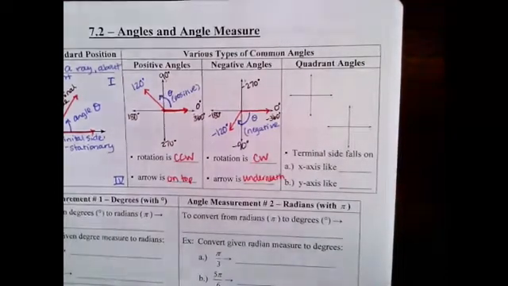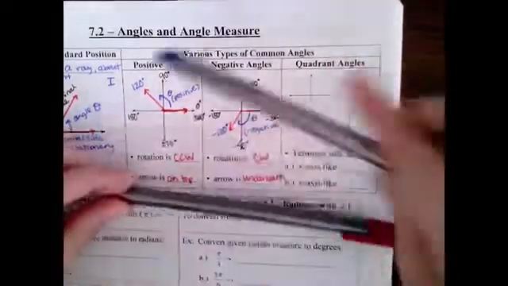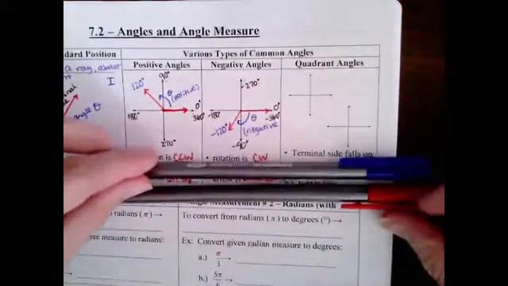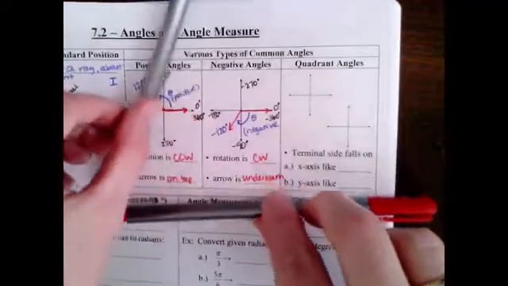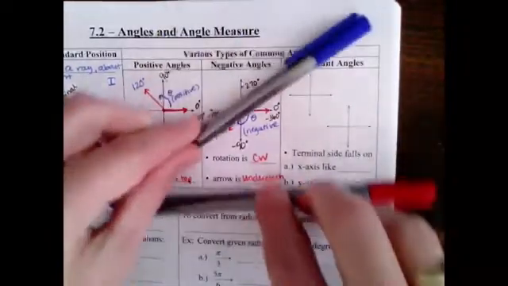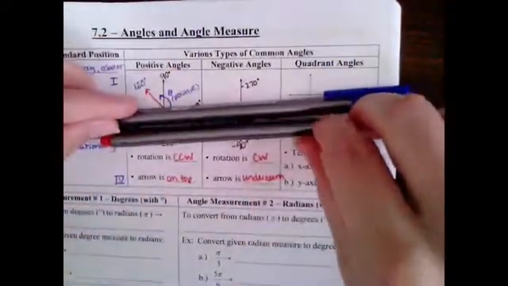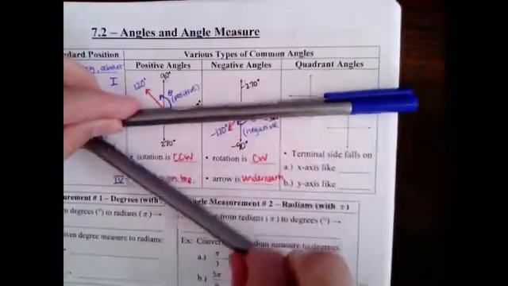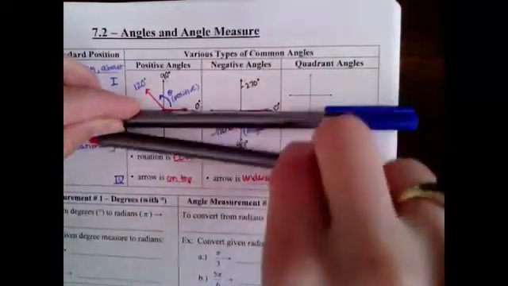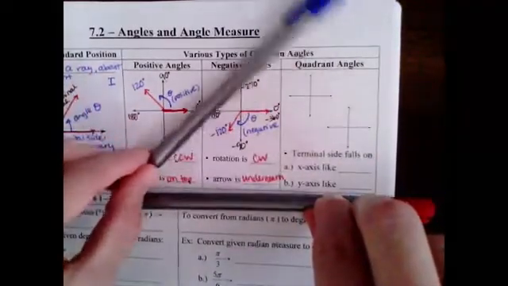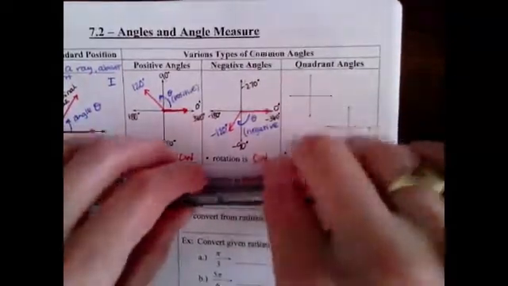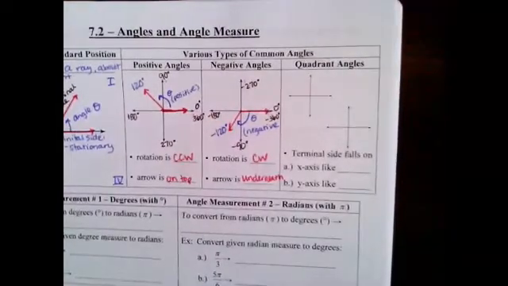I'm going to act like my two pens are my rays, okay? Positive angle, I'm going counterclockwise. And then negative angle, I'm going this way. This one's stationary on top, and I'm going under. And then positive, this one's stationary on the bottom, and I'm going this way, okay? So that's the difference between positive and negative angles.